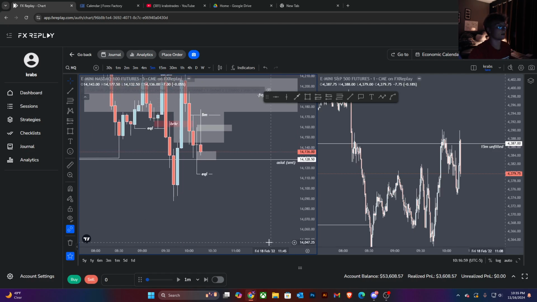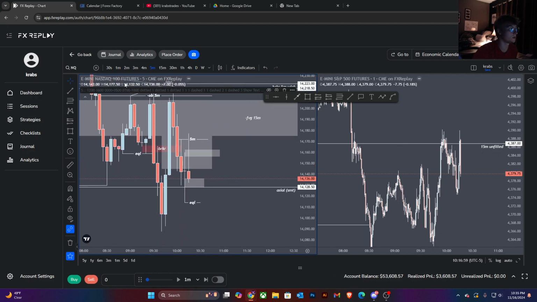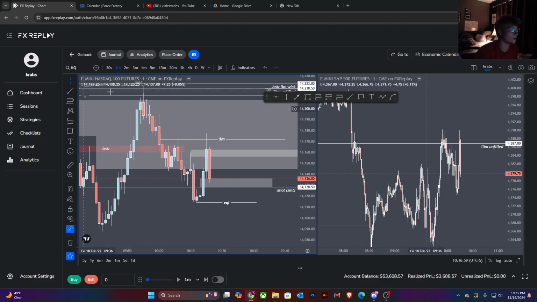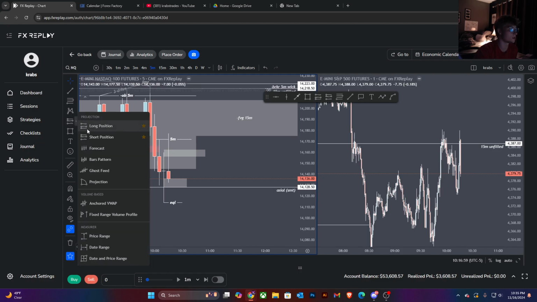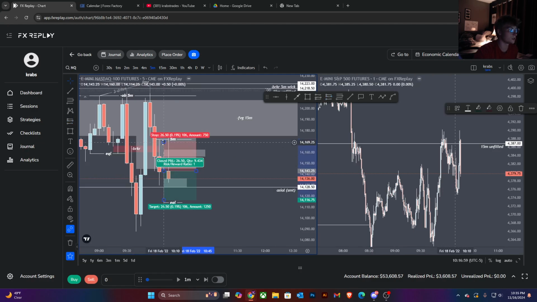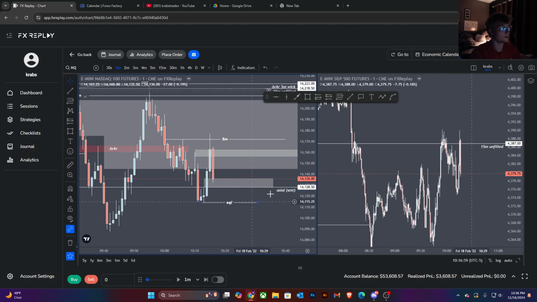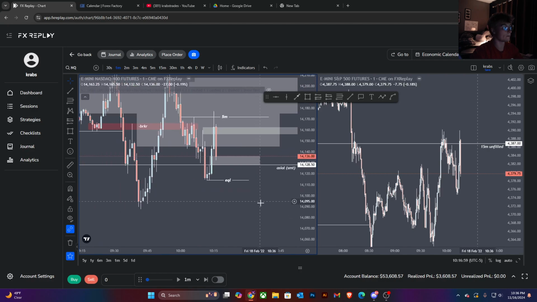See, entry on this 5 minute. This would just be... Wait, hold up. Yeah, see, if I took this 5 minute, the TJR's stop loss, I think it would have stopped me out. Actually, no, it wouldn't have, but yeah, I'd rather wait on this 1 minute.